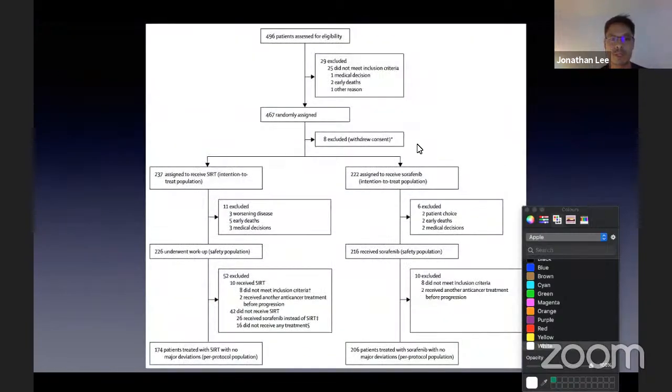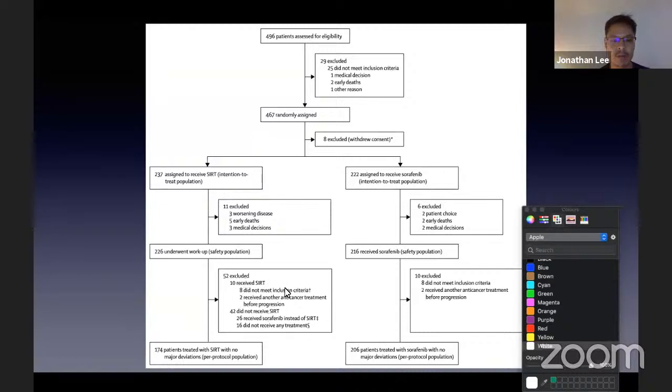So in terms of the distribution, they started off with 496 patients. After exclusion, they had 467 to randomize, 8 of which withdrew consent, leaving intention to treat populations for each group. So 237 for SIRT and 222 for the sorafenib. Further exclusion, so either worsening disease, early death, or other medical causes or decisions would result in the safety population, which we'll describe in a bit more detail.